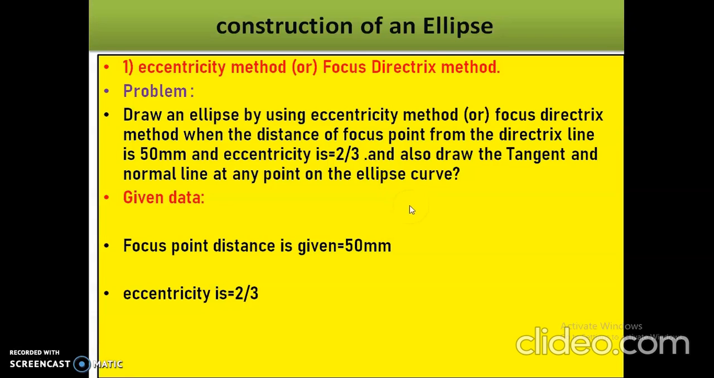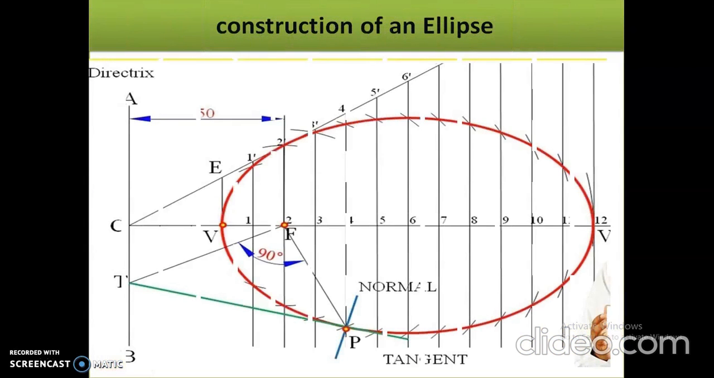So according to this given data, how can we construct an ellipse? The answer part will be like this. After constructing an ellipse by using the focus directrix method, the final answer will look like this. This red shape is called an ellipse, an elliptical shape. This is the final answer. So let us see how to draw this answer step by step.